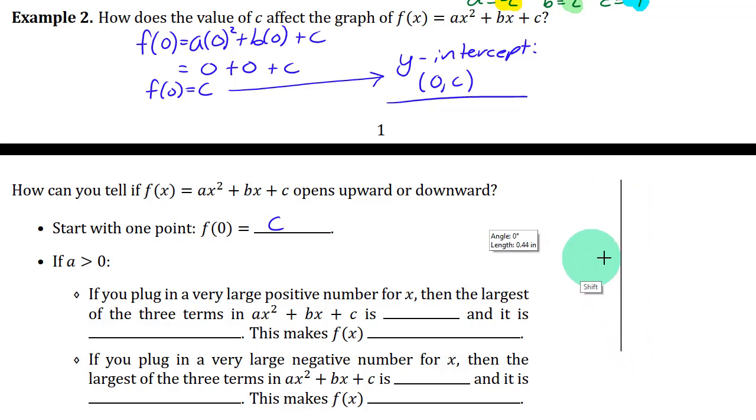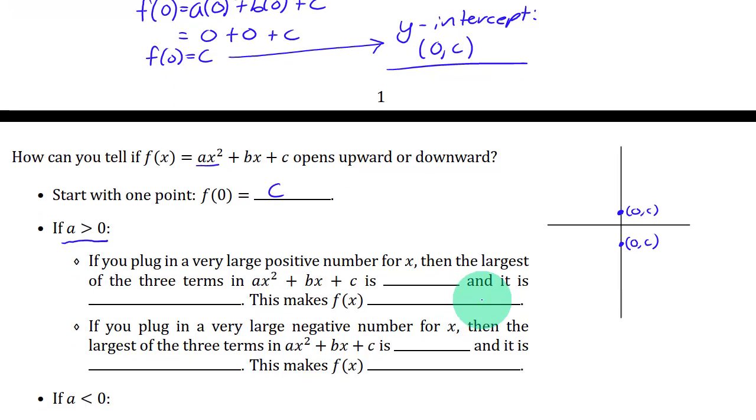I don't know if c is positive or negative. Maybe this is your value of c. Maybe c is a negative number down here. But that's 1 point that's going to be on the graph. Now, let's say that a, the coefficient of x squared, is a positive number. Then you plug in a very large positive number for x. Like, let's say x is 1,000.